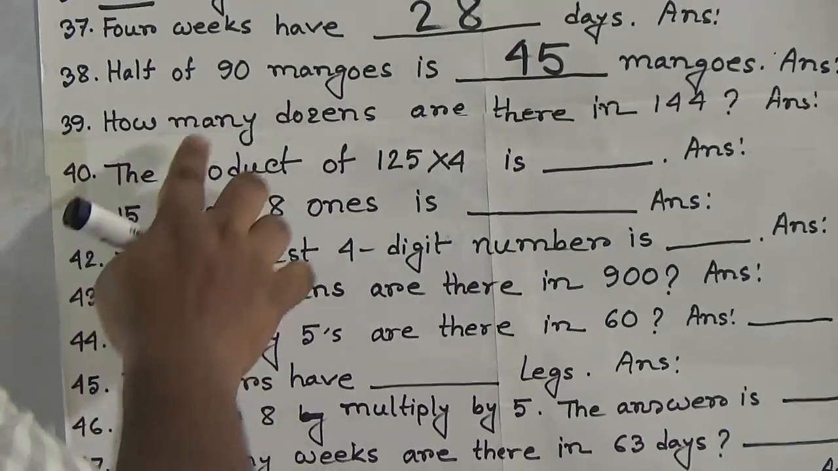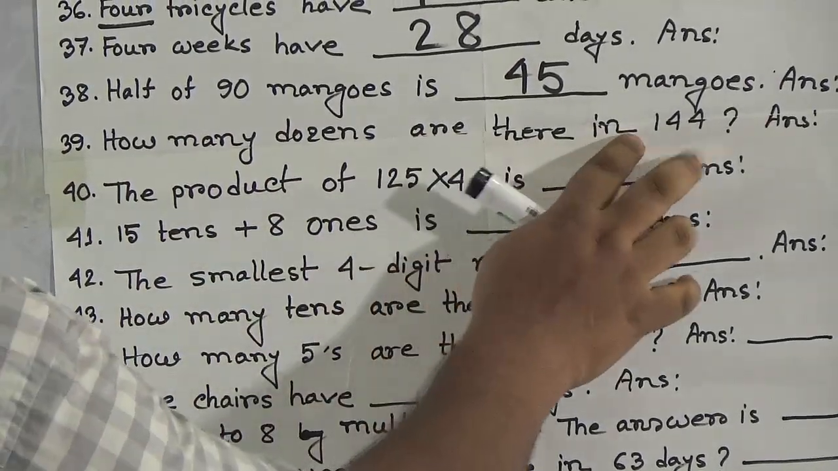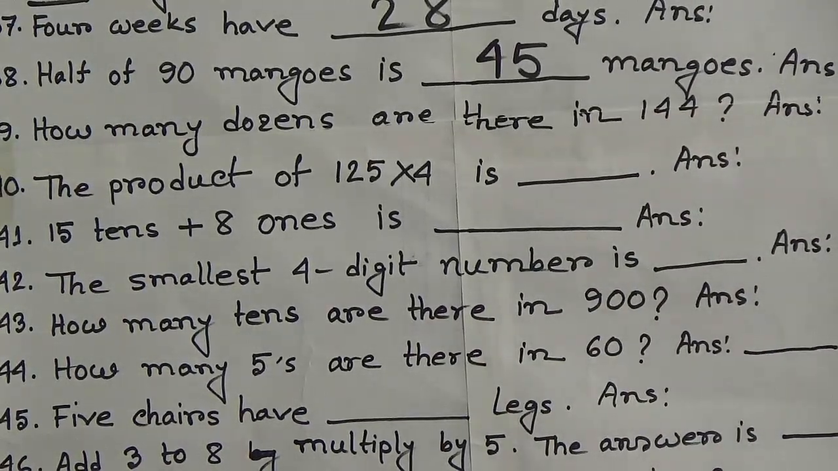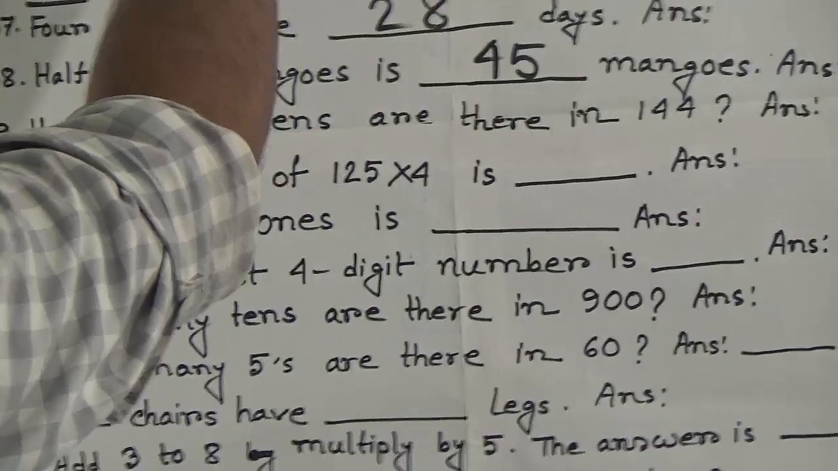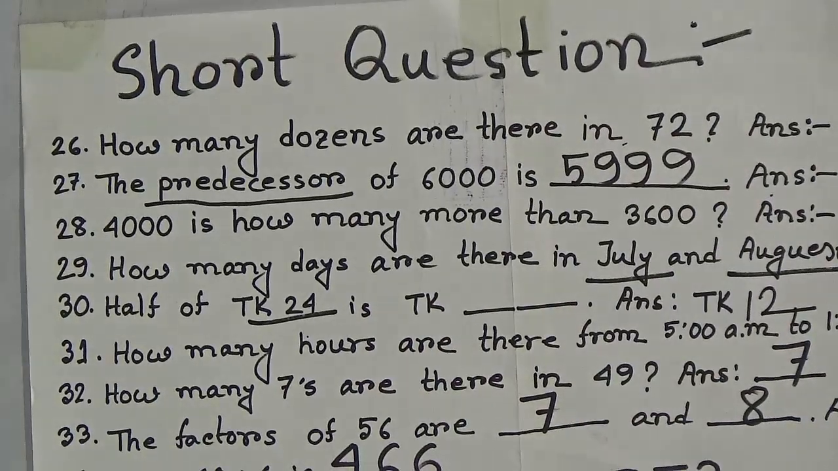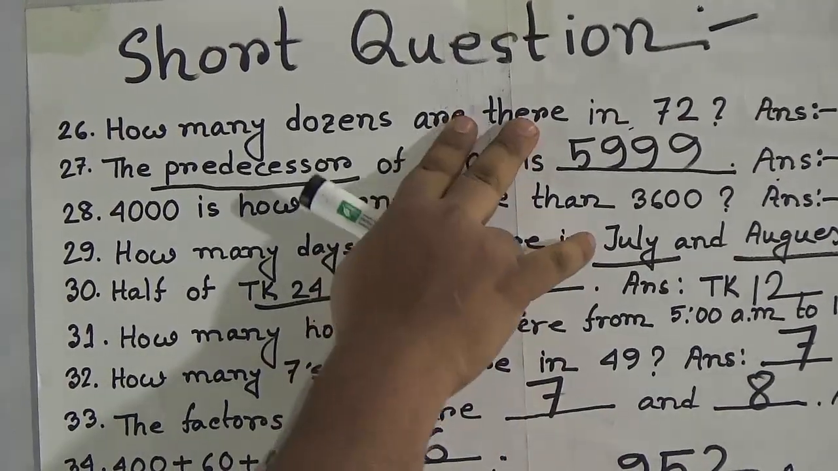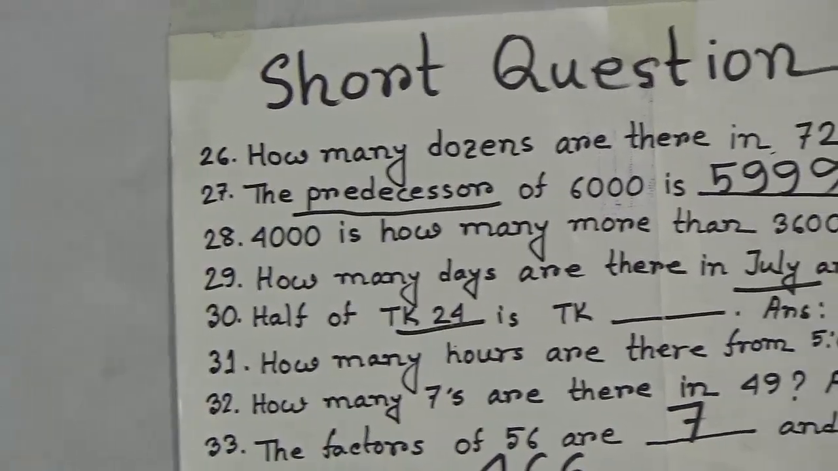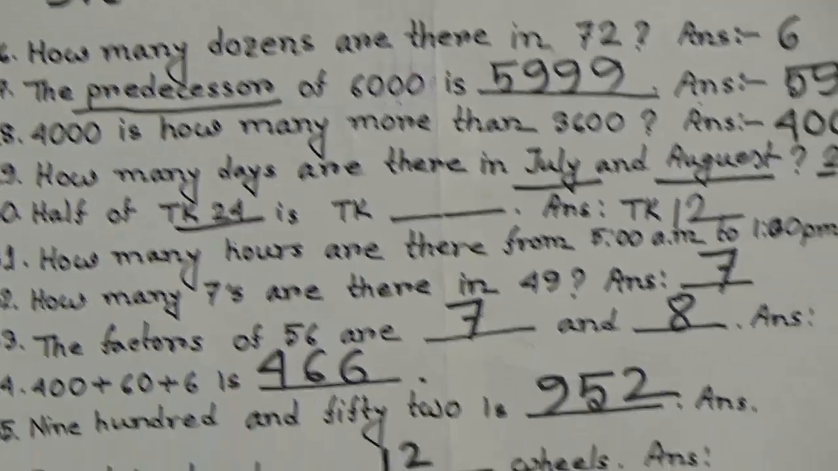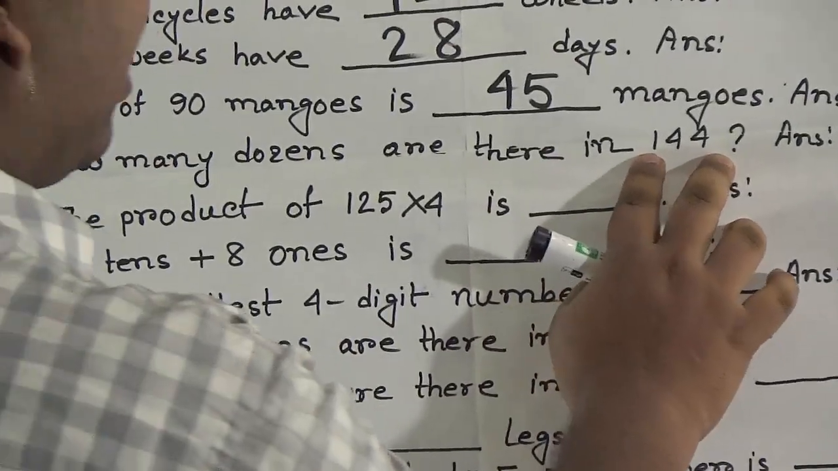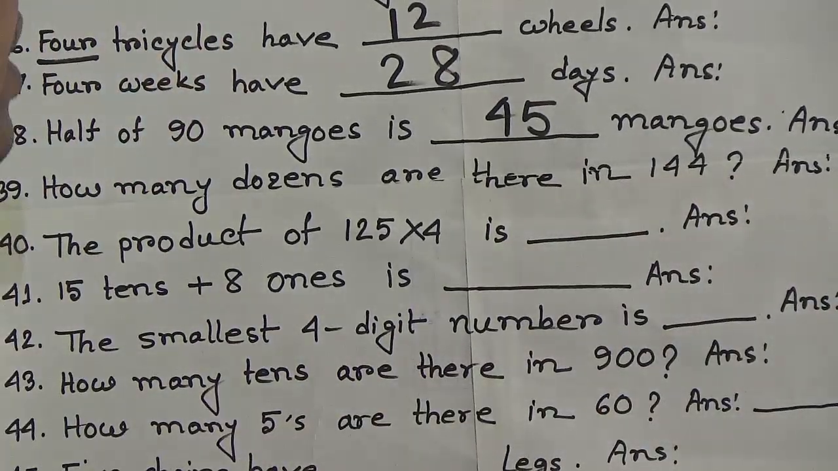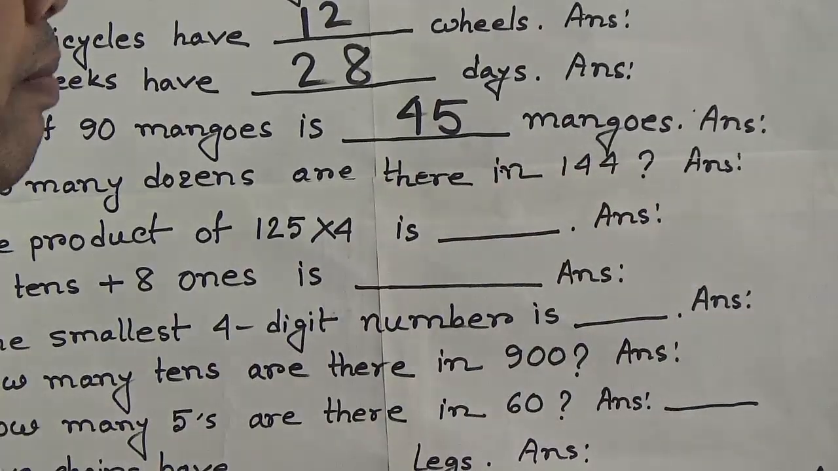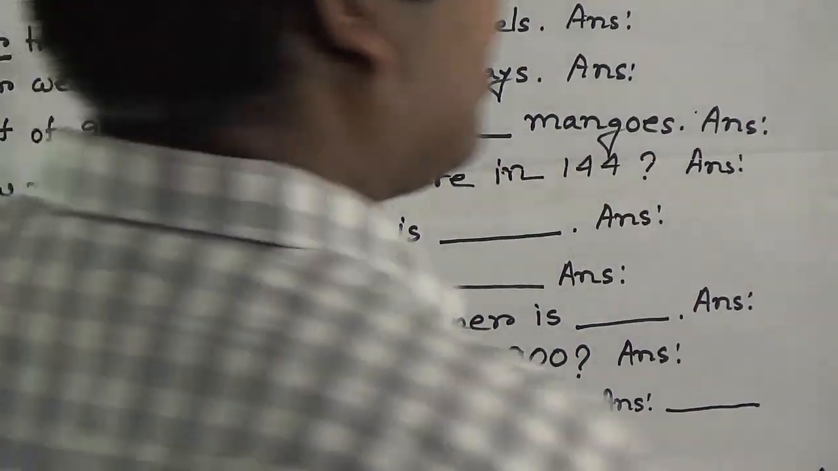39. How many dozens are there in 144? In the previous one, how many dozens are there in 72? From that question, we already know that 1 dozen is equal to 12 things. So we need to find out how many dozens are there in 144. So we divide 144 by 12 and we get the answer.